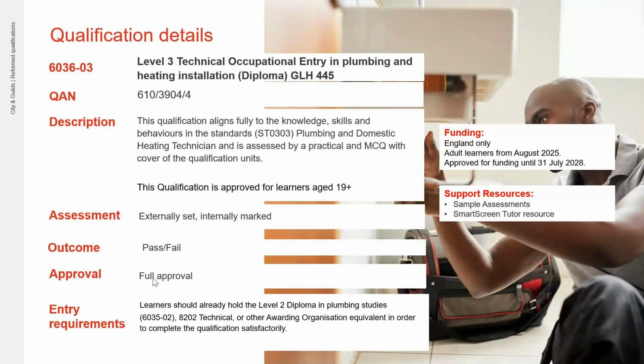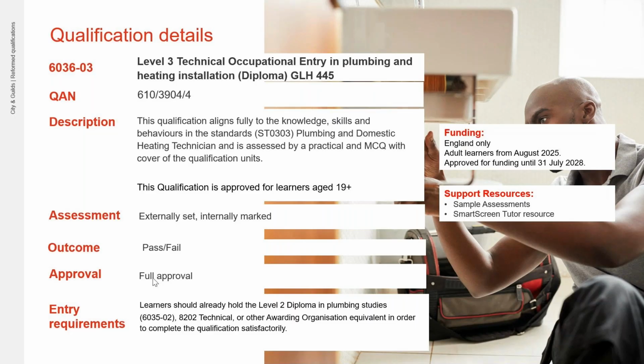Moving on to the plumbing qualification, the 603603. This is the Level 3 Technical Occupational Entry in Plumbing and Heating Installations, guided learning hours 445, QAN number 610/3904/4. The qualification aligns fully to the knowledge, skills and behaviours in the standard ST0303, Plumbing and Domestic Heating Technician, and is assessed by practical and MCQ with cover of the qualification units.